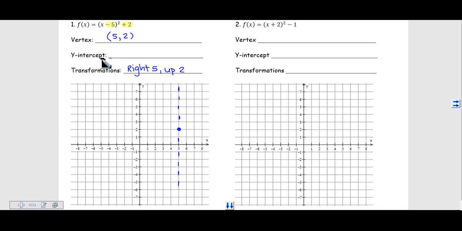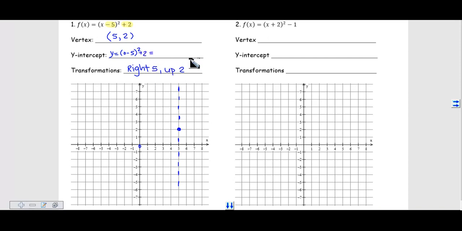To find the y-intercept, all we need to do is plug a 0 in for the x, because the y-intercept tells me if I was to sketch this graph, where would it cross the y-axis? And in order for my graph to cross the y-axis, x would have to be 0. So I'll plug that into my equation. y equals (0 minus 5) squared plus 2.